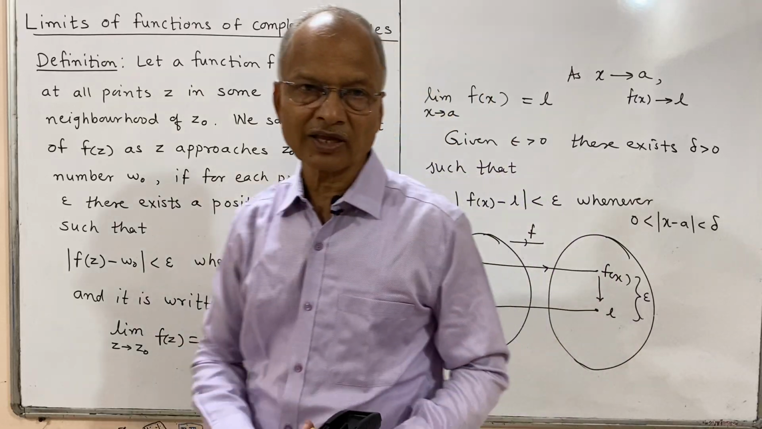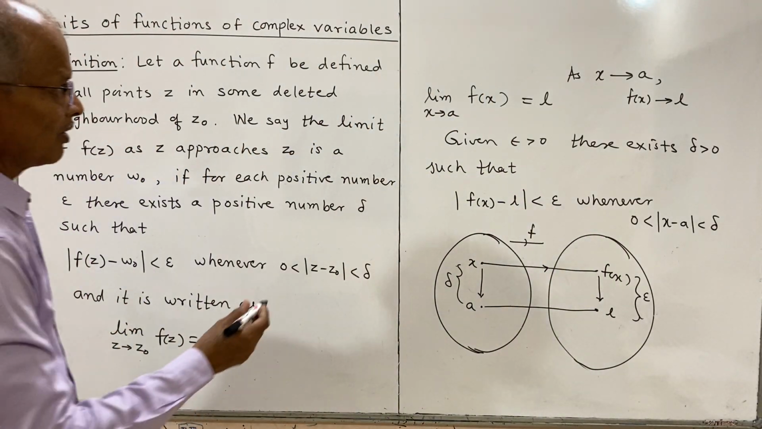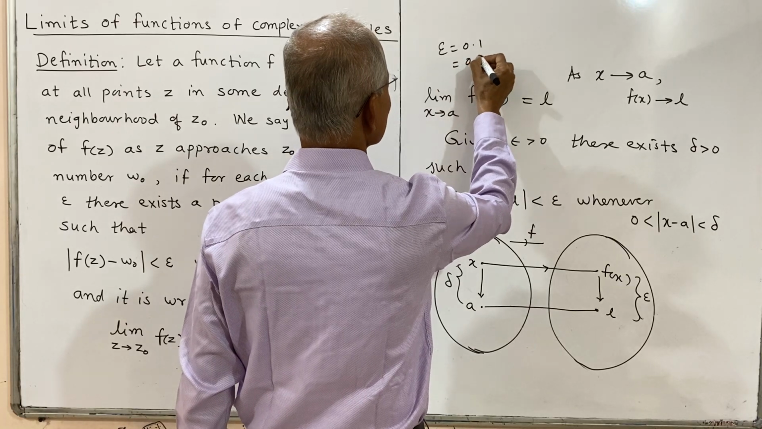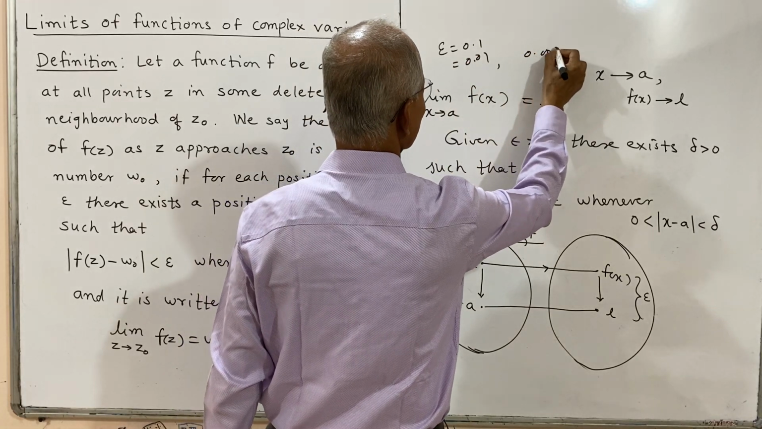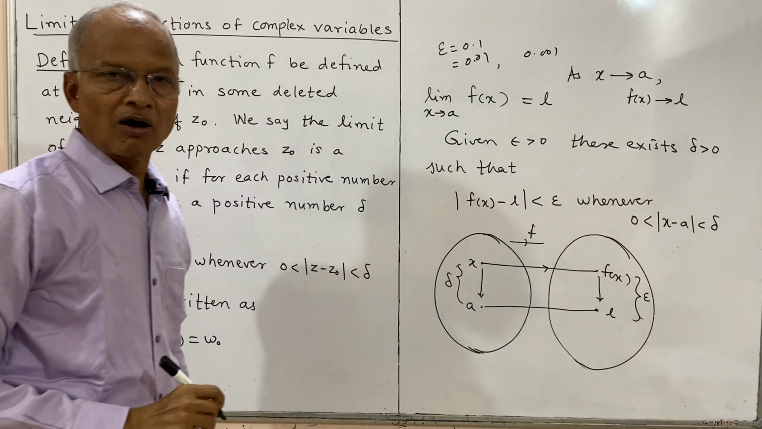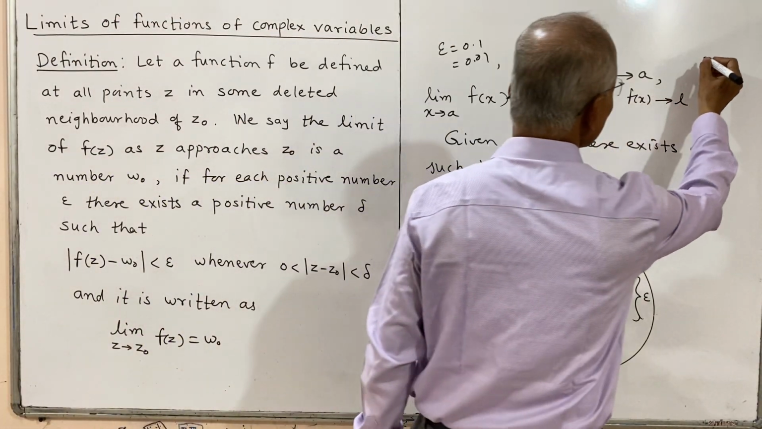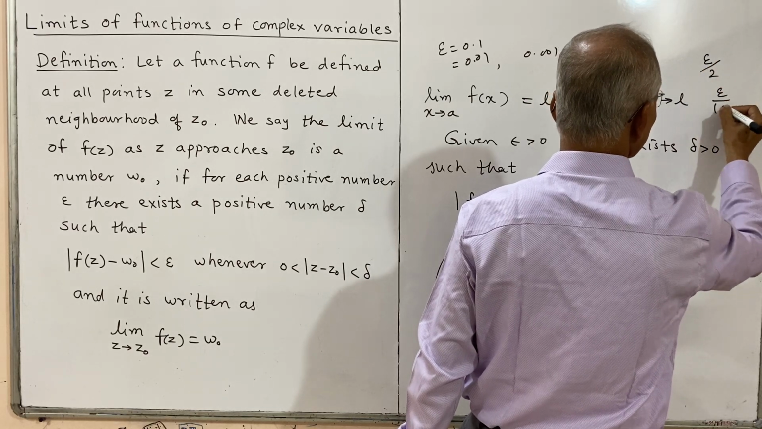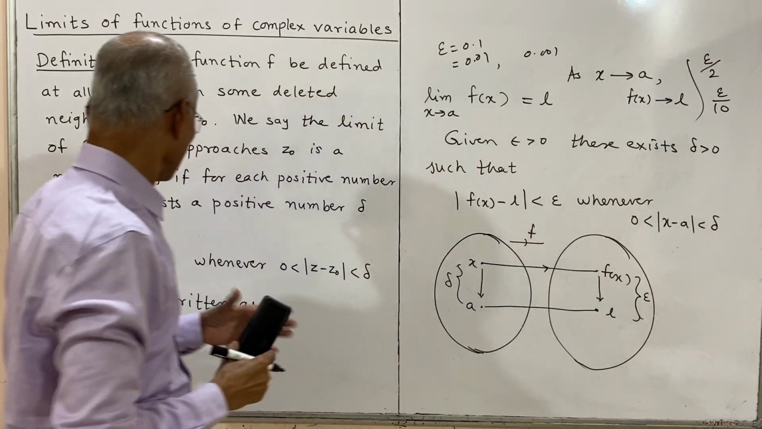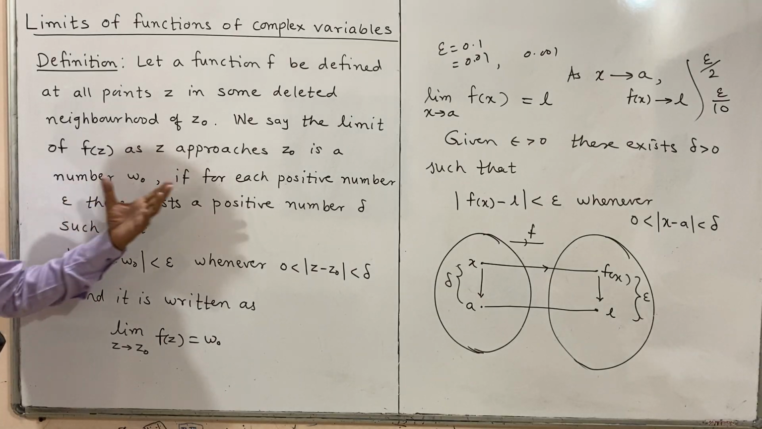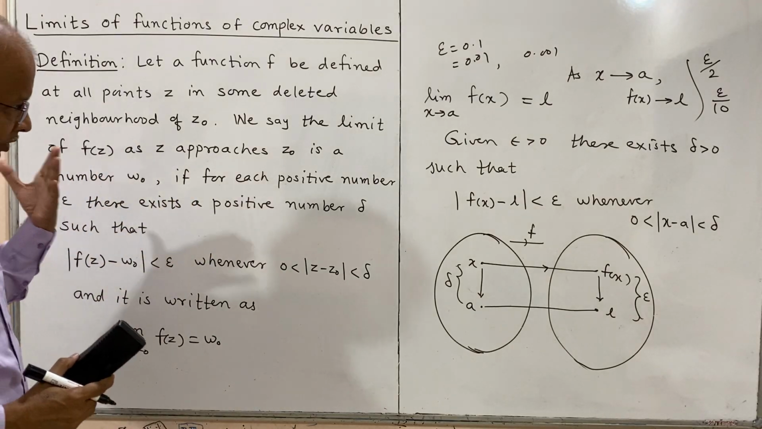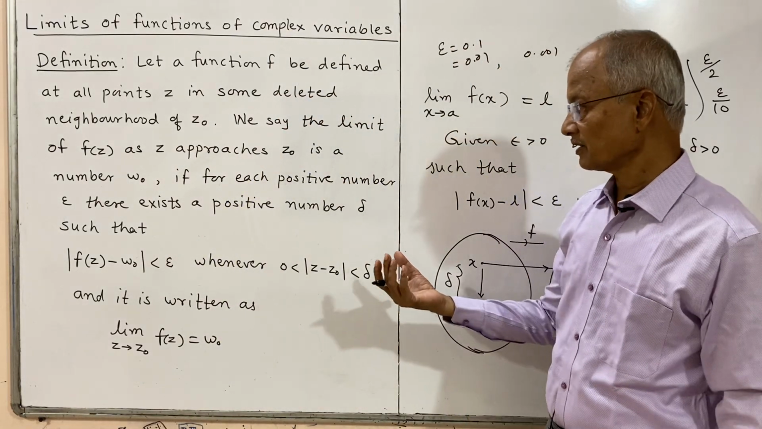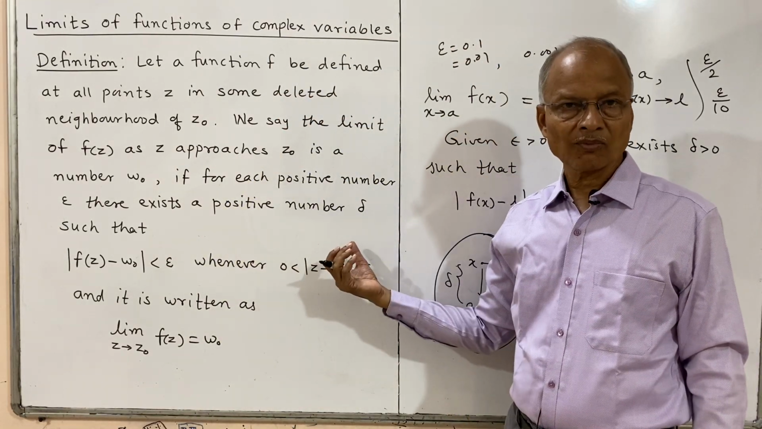Epsilon is arbitrary. We can take epsilon as any positive value. Epsilon may be 0.1 or 0.01 or 0.001, etc. Sometimes we can replace epsilon by epsilon by 2, epsilon by 10, etc. So it is not fixed, it is arbitrary. Epsilon and delta are positive real numbers, and these are Greek letters used to denote positive numbers.